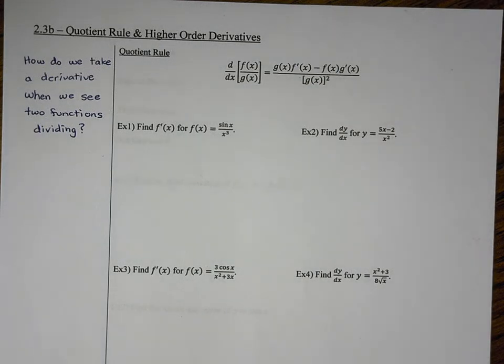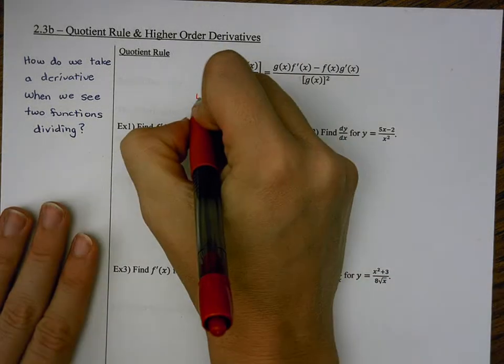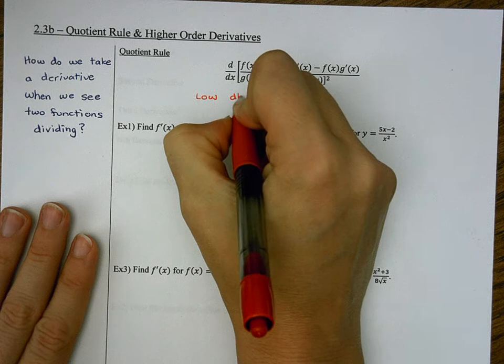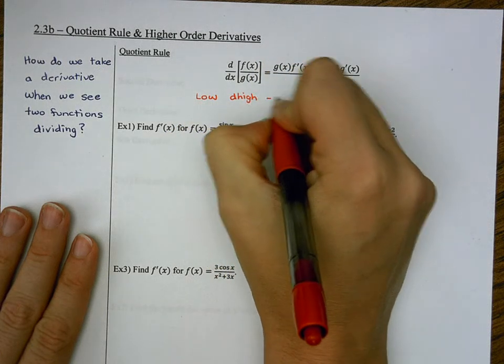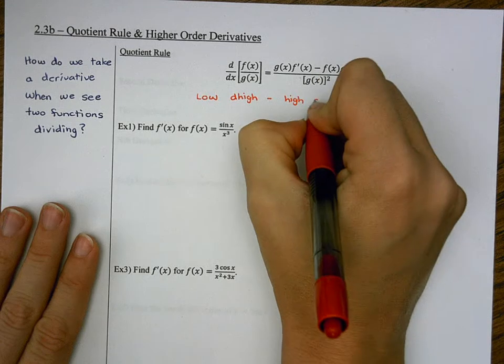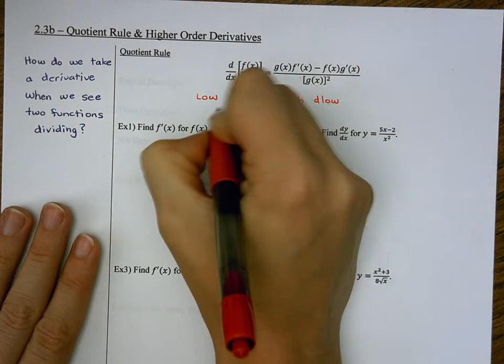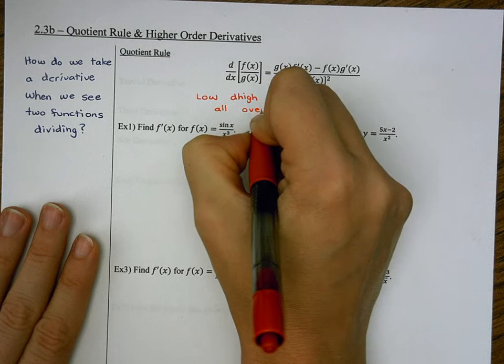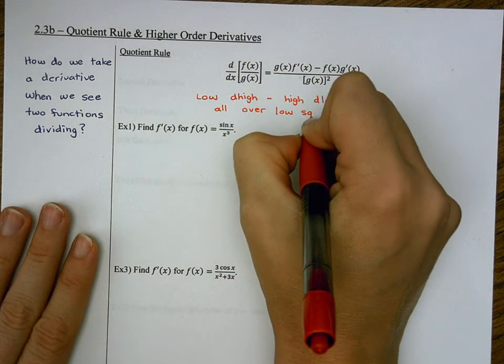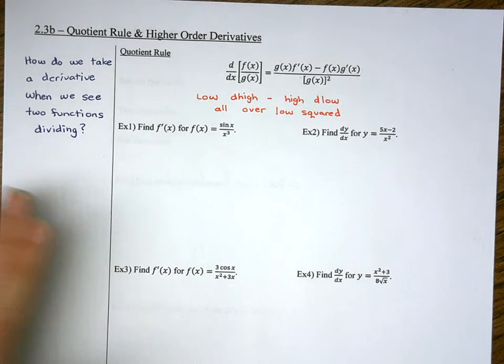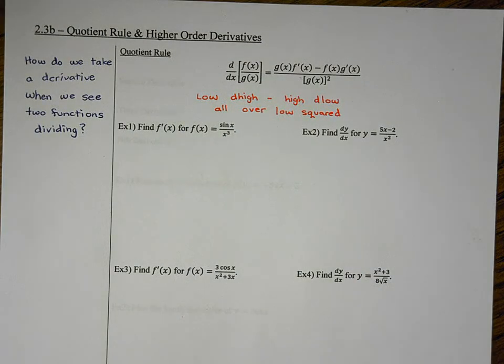Okay? So it's a little bit of a longer derivative to take here, but let me write up how I have it memorized. Okay, so this is how I memorize it, and it has a little saying to it, or a rhyme, or I don't know, whatever, a little song of sorts. And it goes, low d high minus high d low all over low squared.